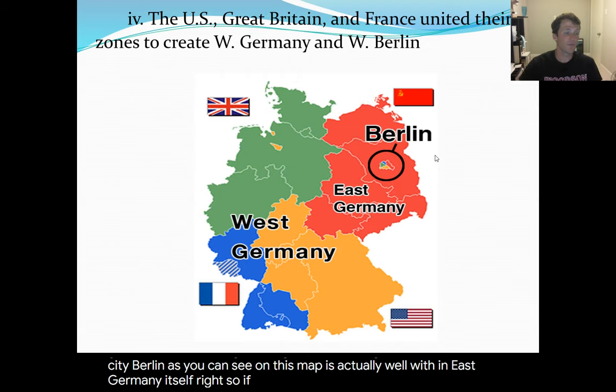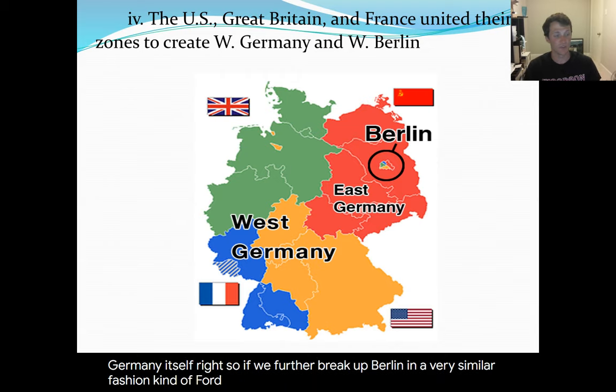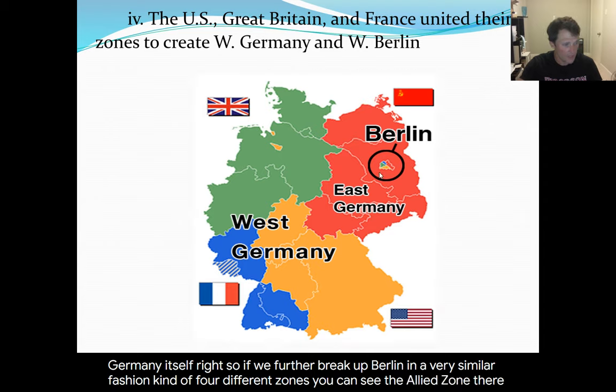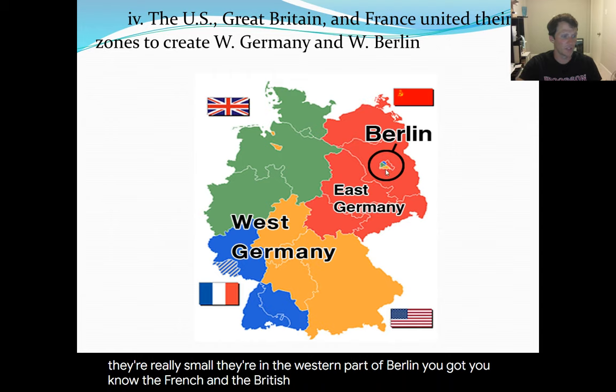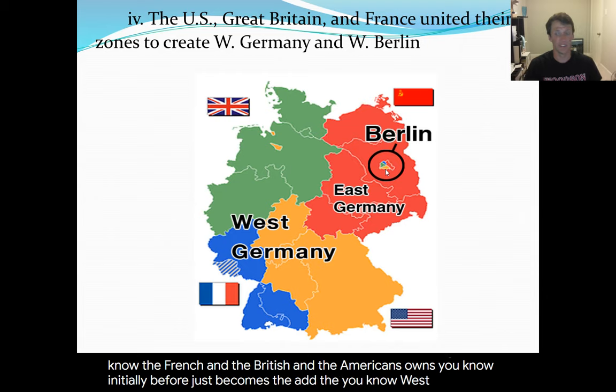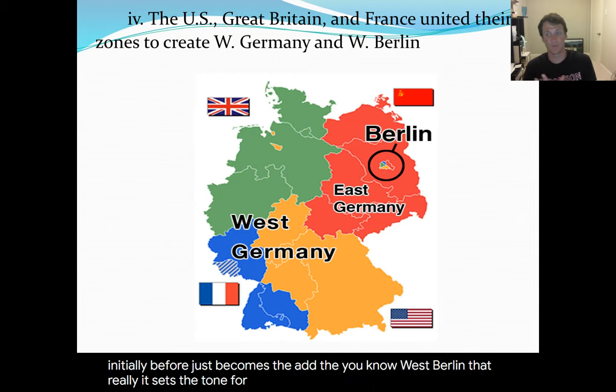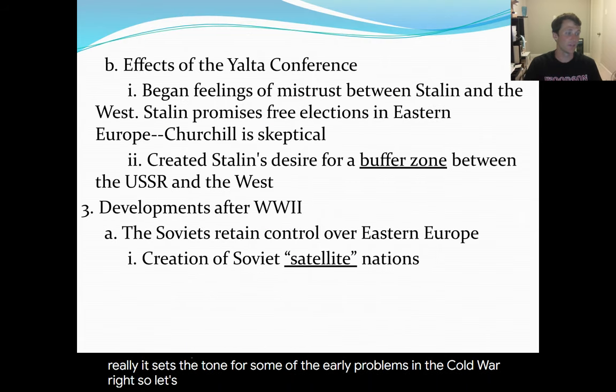So if we further break up Berlin in a very similar fashion, into 4 different zones, you can see the Allied zone there, really small. In the western part of Berlin, you get the French, the British, and the American zones, initially before it just becomes West Berlin. That sets the tone for some of the early problems in the Cold War. So let's go into that.